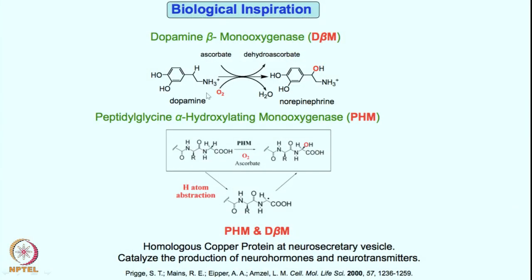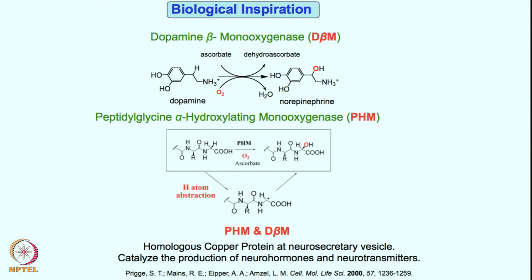concluded after much deliberation, but the debate is still on whether it is really the copper oxygen species which we are showing over here, the end on copper superoxo species, that is the active species for such chemistry. Now, therefore, let us try to understand the long standing debate here. Let us go back to the PHM and DBM. Here we see that substrate is getting hydroxylated. In both cases substrate is getting hydroxylated, right.